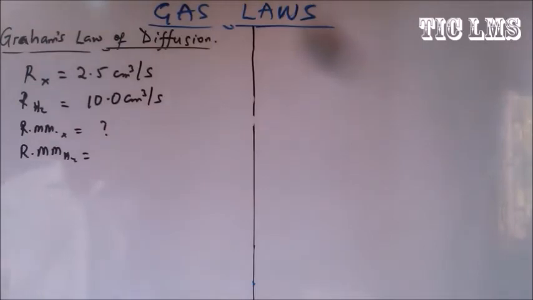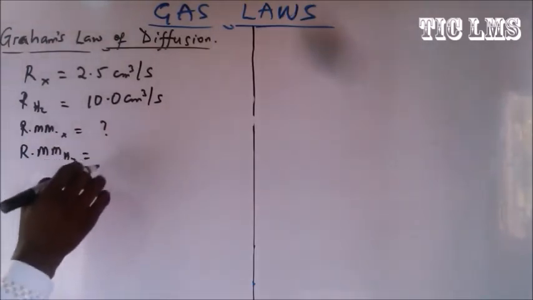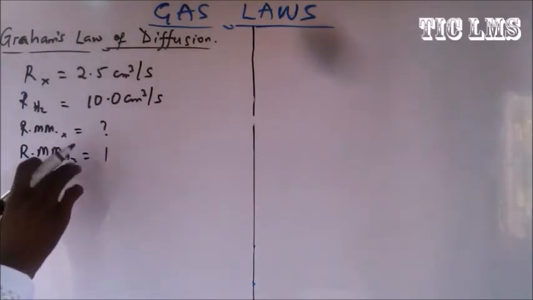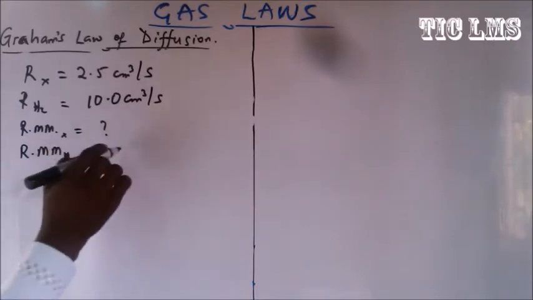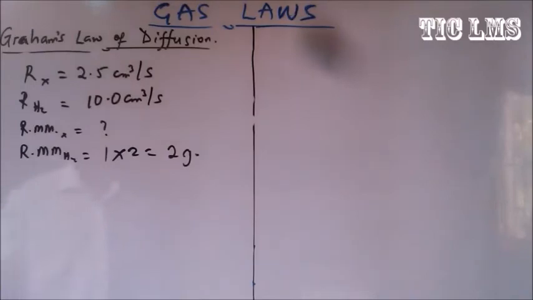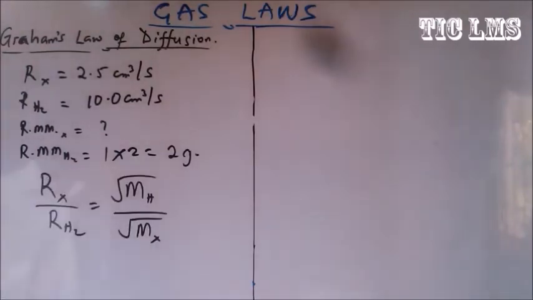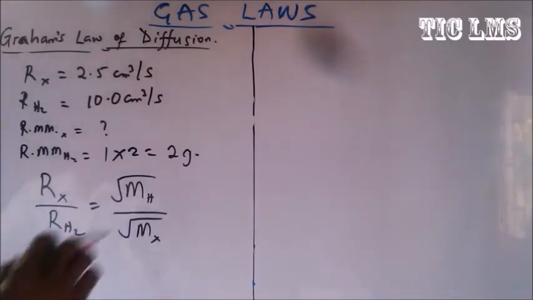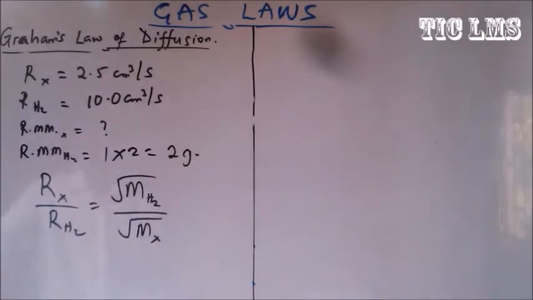And the answer is yes. Hydrogen has an atomic number of 1, and it is H2, so multiplied by 2, we have 2 grams. That is the mass of hydrogen gas. There's a formula that relates rate of diffusion with molecular mass: rate of X over rate of hydrogen equals the square root of mass of hydrogen over the square root of mass of X.